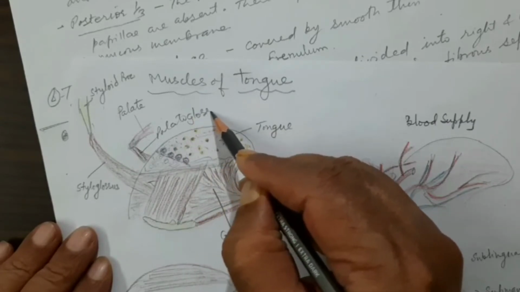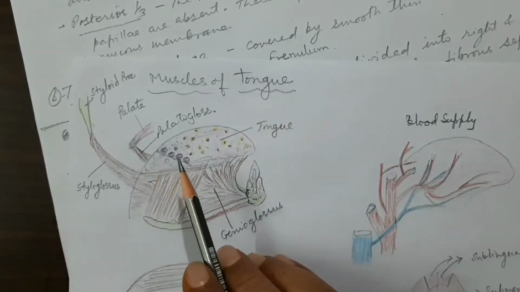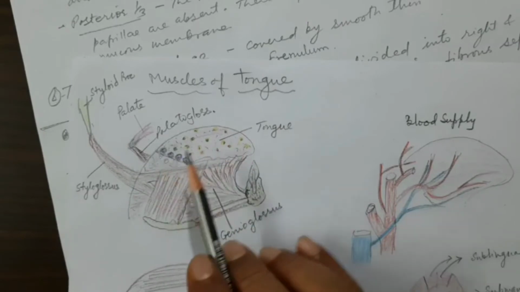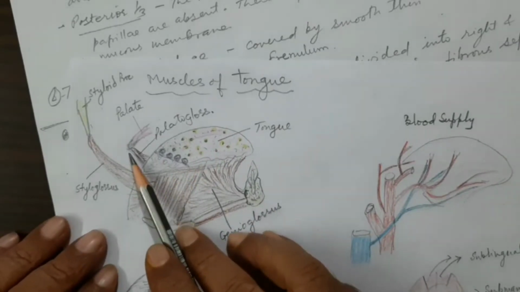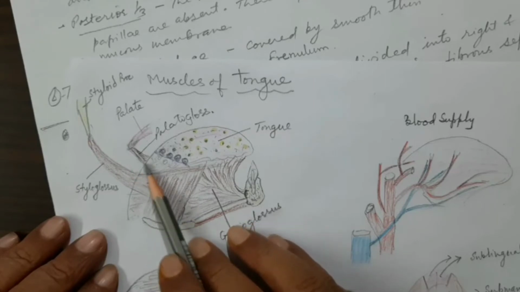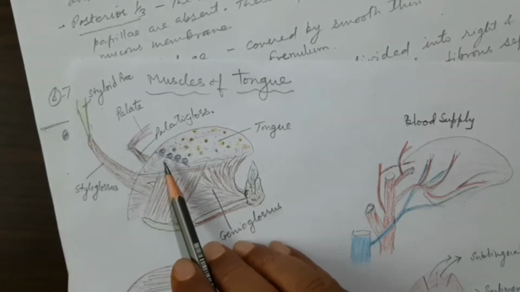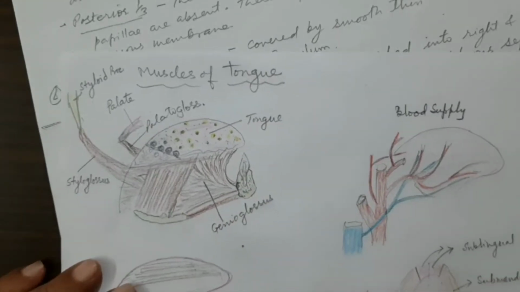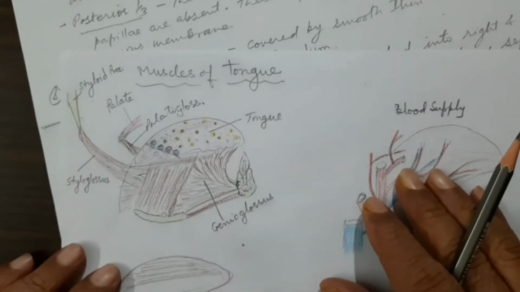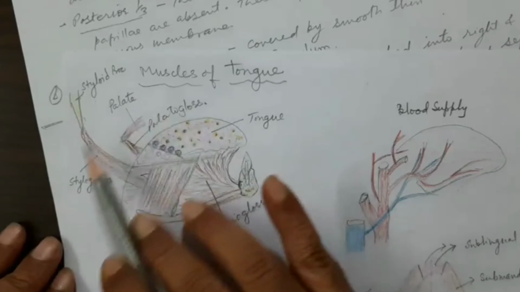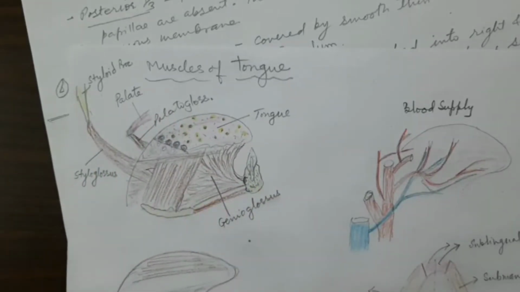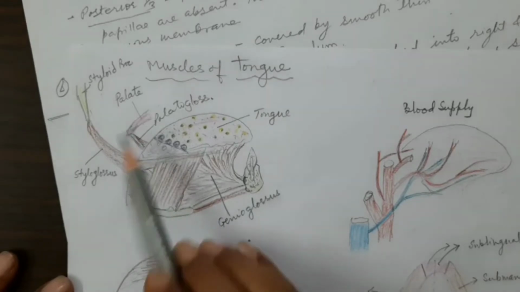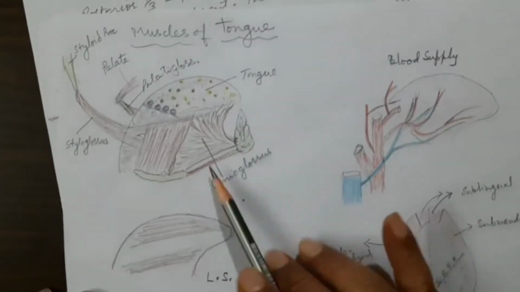This is supplied by the pharyngeal plexus, by that means the vagus. As for the function, you can see it is coming from above and going downwards, so it will elevate the posterior part of the tongue, again helpful in the swallowing process. Okay, in the swallowing. So this completes the four extrinsic muscles, which take bony origin, and here the palatoglossal takes an aponeurotic origin.